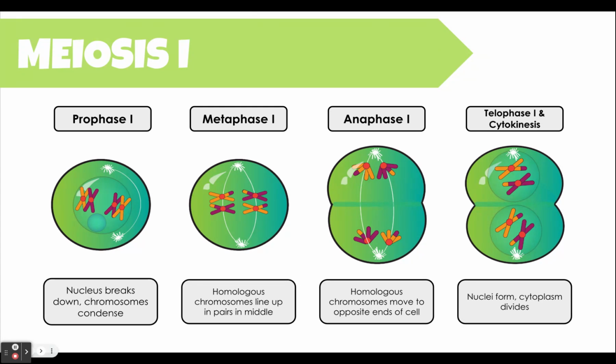After metaphase I, we have anaphase I. Anaphase, think away. Those chromosomes are pulled to the opposite ends of the cell, because we're not in cells yet. And then lastly, telophase I and cytokinesis is where the 2 nuclei form and the cytoplasm will divide and create 2 cells. Okay.